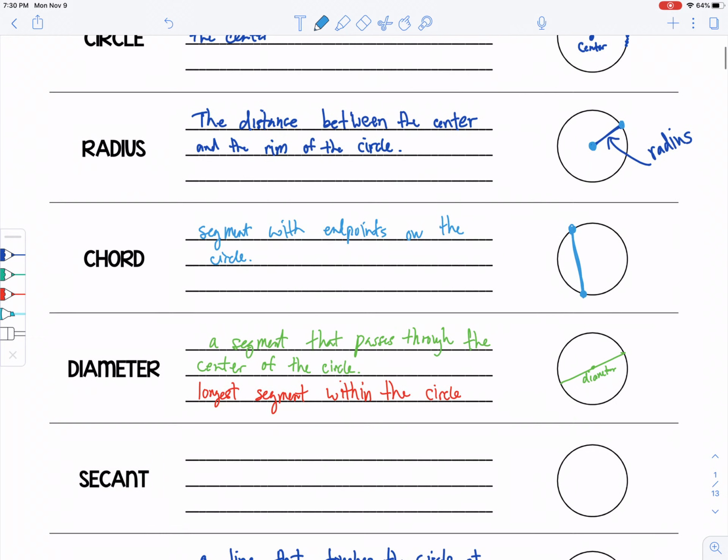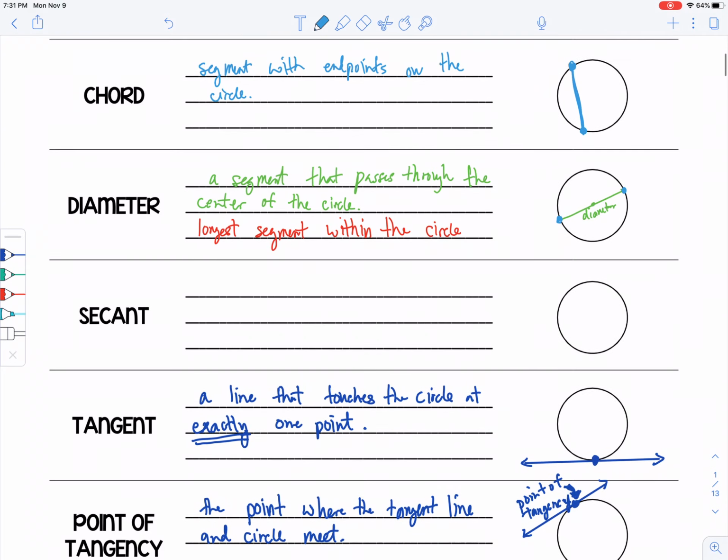We talked about diameter recently in another lesson, and a diameter is actually a type of chord. The diameter, if you looked at it, has endpoints on the circle. So a diameter is actually the longest chord within the circle. So yes, diameter is a type of chord.